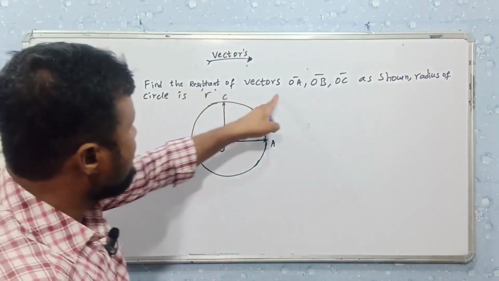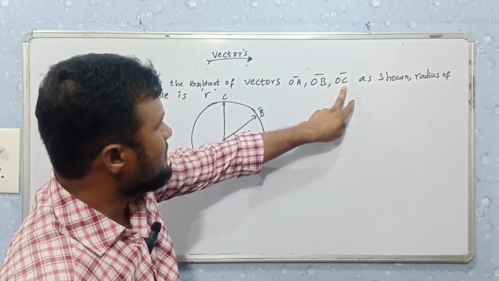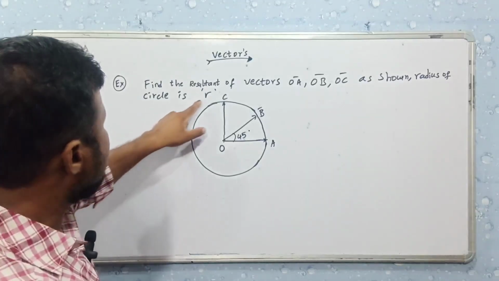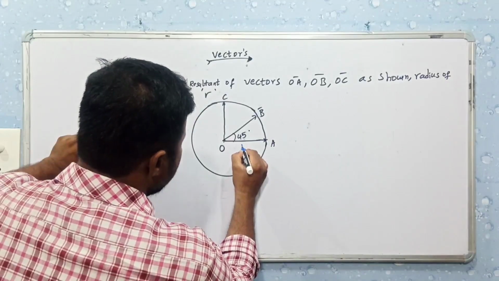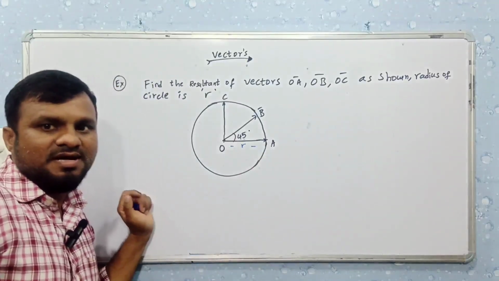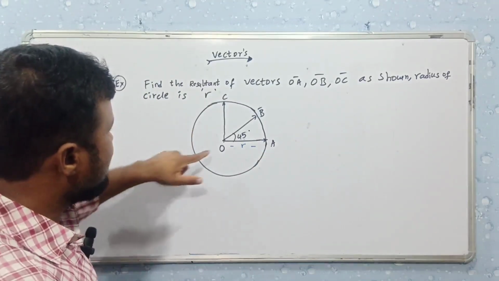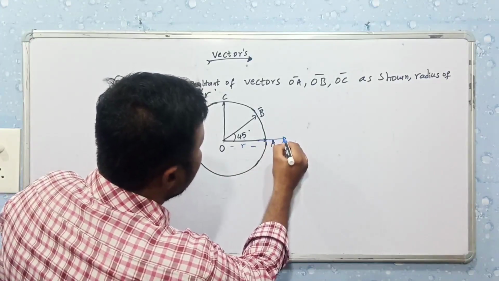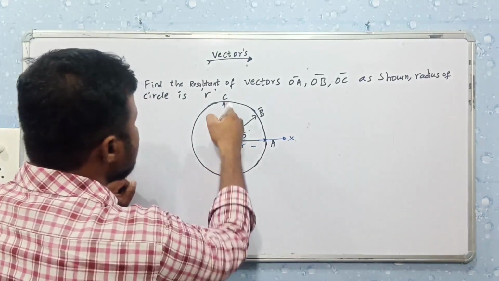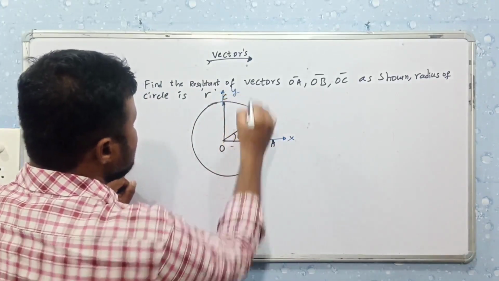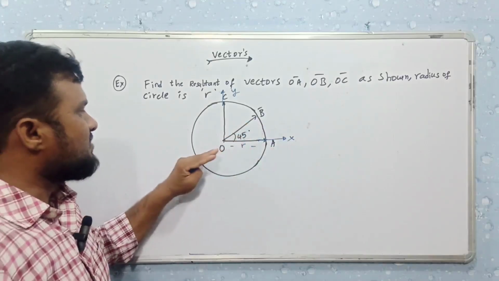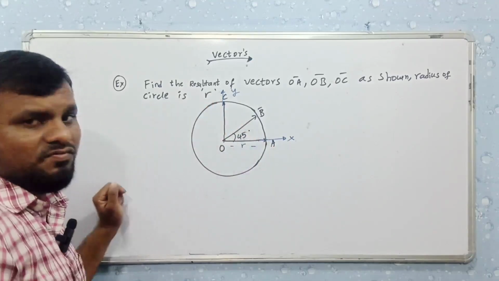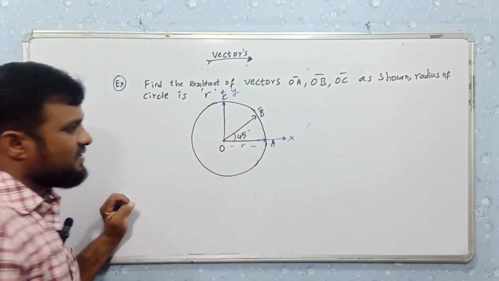Find the resultant of vectors OA bar, OB bar and OC bar as shown in the figure. Radius of circle is r, given. So this is the radius of the circle, r. I want to find the resultant vector. If you observe here, OA is a vector, let us imagine along x-axis. OC is a vector along y-axis. OB is a vector, nothing but the resultant vector between x-axis and y-axis. It is making an angle theta 45 degree.